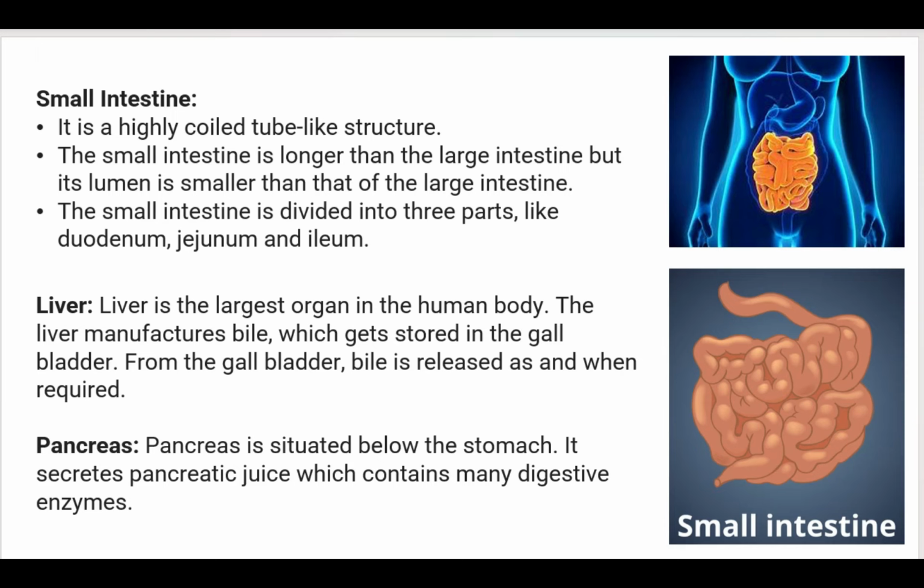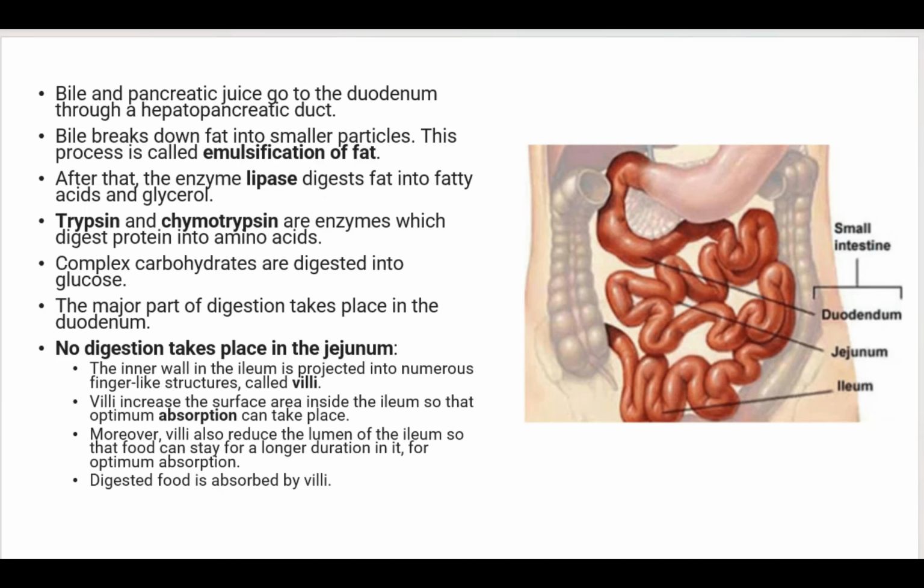So here we have juices from the liver and the pancreas which enter in. The liver is the largest organ in the human body. The liver manufactures bile, which is stored in the gallbladder, and from the gallbladder it is released whenever it is required. And the pancreas secretes pancreatic juice, which contains many digestive enzymes.